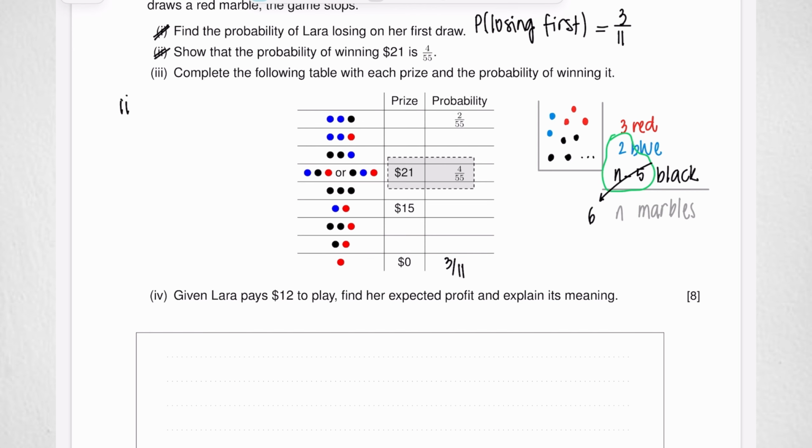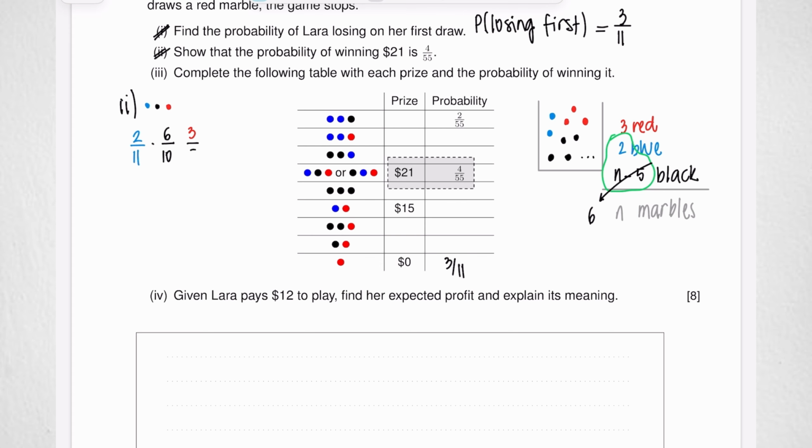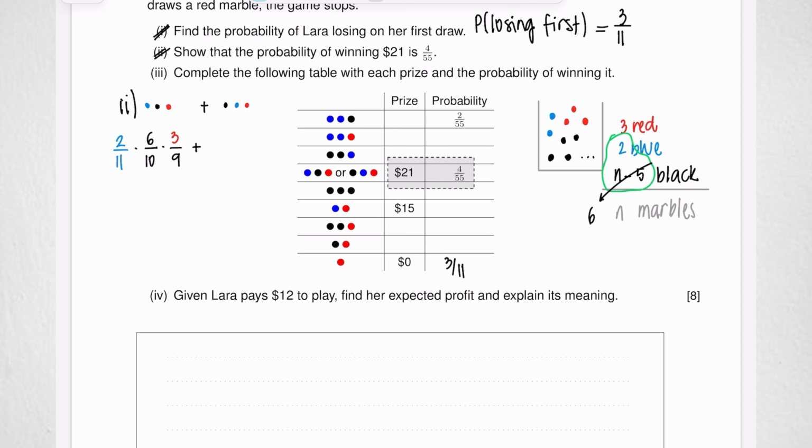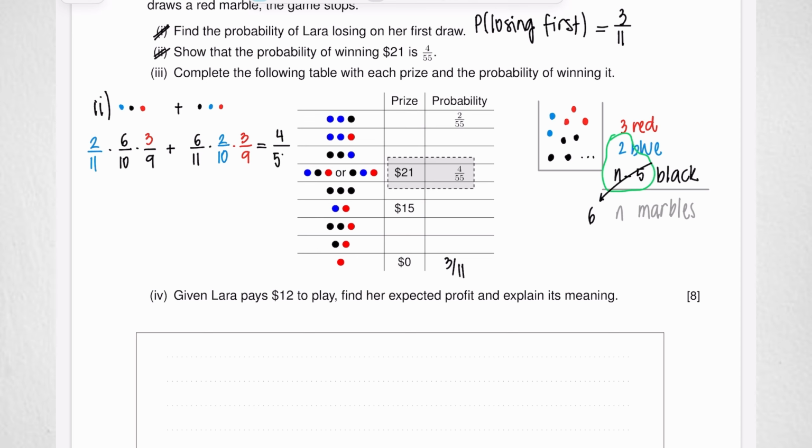Now let's consider these two scenarios, blue, black, and red, which means 2 out of 11, then 6 out of 10, which is the black one. We have 1 marble less, so instead of 11, we have 10 now. And then 3 out of 9. Or, and "or" in probability means plus, black, blue, and then red, which is 6 out of 11, 2 out of 10, and 3 out of 9, which is in fact 4 out of 55.